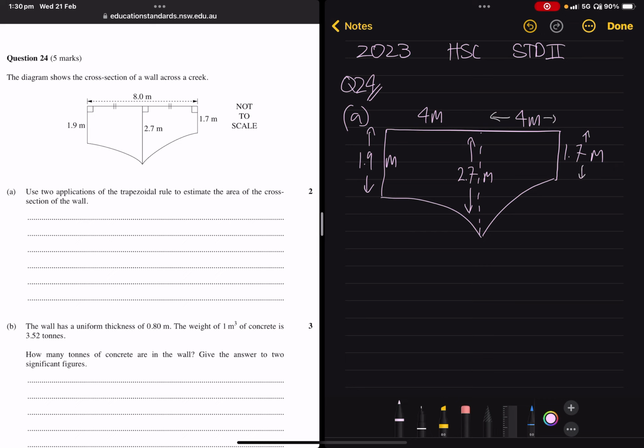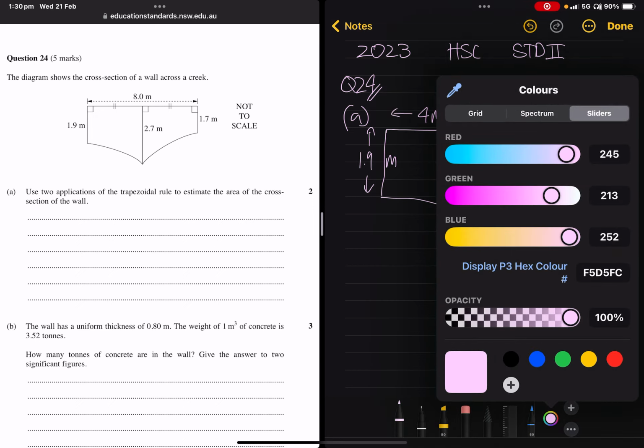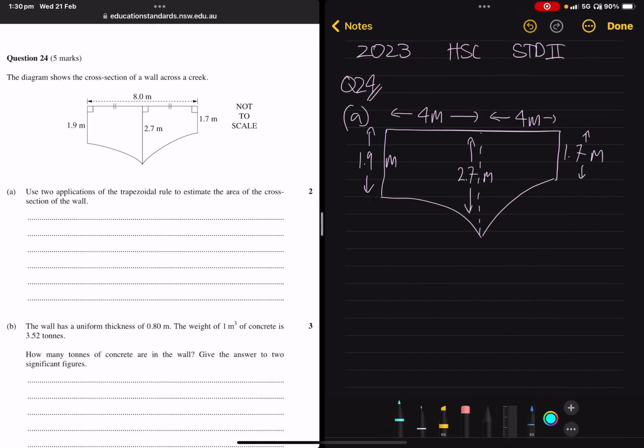Now, when they tell us to use two applications of the trapezoidal rule, this means turn this into trapeziums. So we'll change to blue. Our first trapezium is going to be this one, and then our second trapezium is going to be this one. So these are our two trapeziums. This is trapezium 1, this is trapezium 2. We're just going to calculate the area of these two trapeziums separately and add them together. This is going to be an approximation for our area.